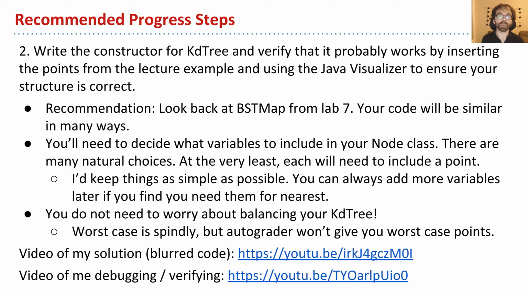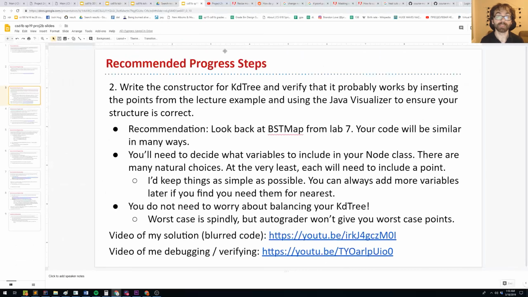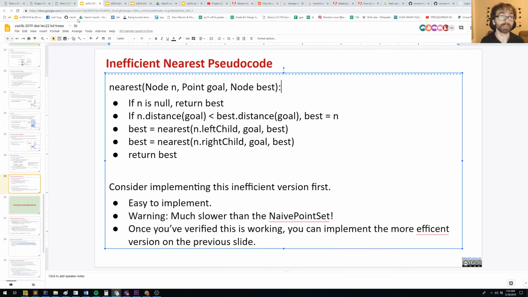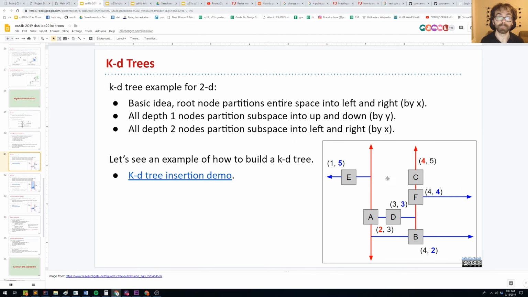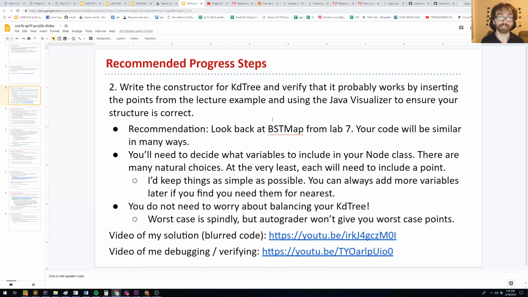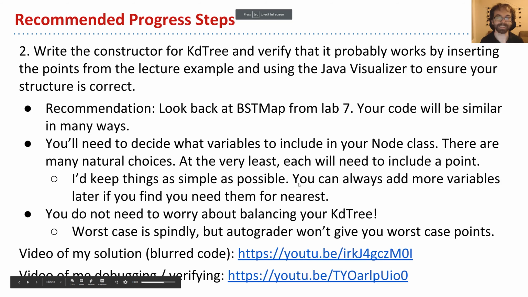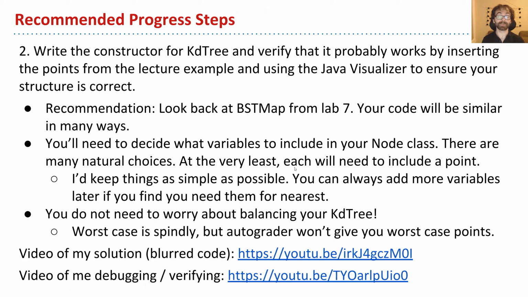Secondly, I'd recommend that you write the constructor for the KdTree class, and that you verify that it probably works by inserting all of the points from the lecture example. In lecture, I give an example of KdTree insertion, and I end up with this KdTree. So you can verify that you actually get this. Oh no, baby's grumpy. Anyway, you can verify using the Java visualizer that your insertion was correct.